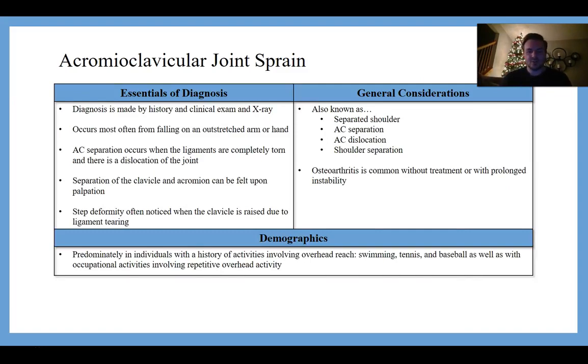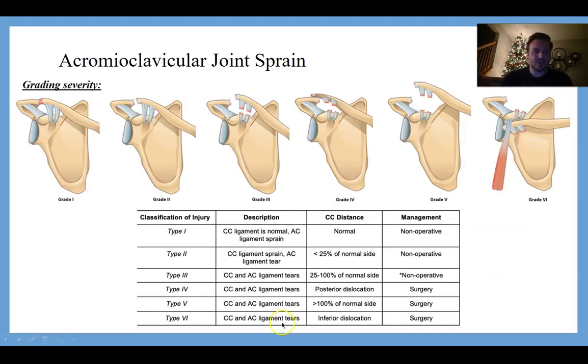So, essentials of diagnosis. Real quick, let's go back. The first three is what you'll be seeing in clinic. And I just want to point out here that grade 1 is not your typical grades of sprains. Grade 1 is an intact but irritated ligament fiber. Grade 2 is a partial rupture, and grade 3 is a full rupture. This is grading severity of AC joint sprains in particular.